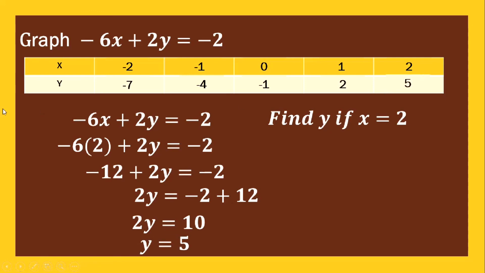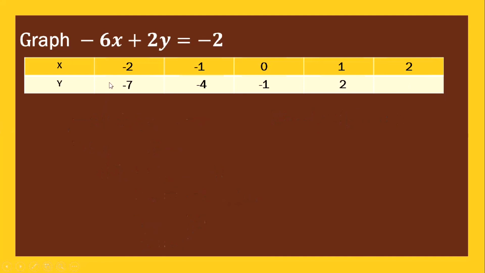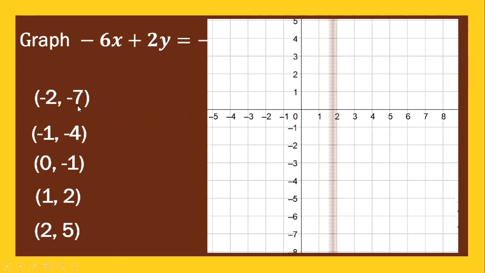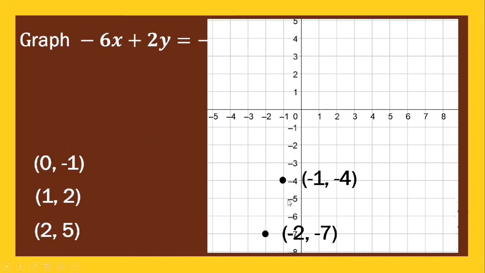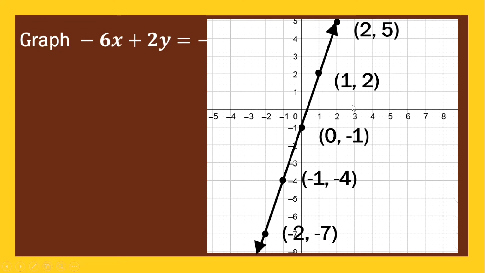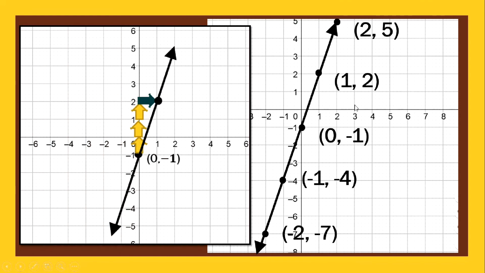Okay? This time, we have the coordinates of 5 points: (negative 2, negative 7), (negative 1, negative 4), (0, negative 1), (1, 2), and (2, 5). Next step is to plot these points. So first, we have (negative 2, negative 7), nasa third quadrant siya. Next, (negative 1, negative 4), third quadrant. (0, negative 1) on y-axis. (1, 2), first quadrant. And (2, 5), again first quadrant. Then, connect lang natin yung points na yon. And this is the graph. Again, katulad lang siya nung graph kanina when we used the slope-intercept form.